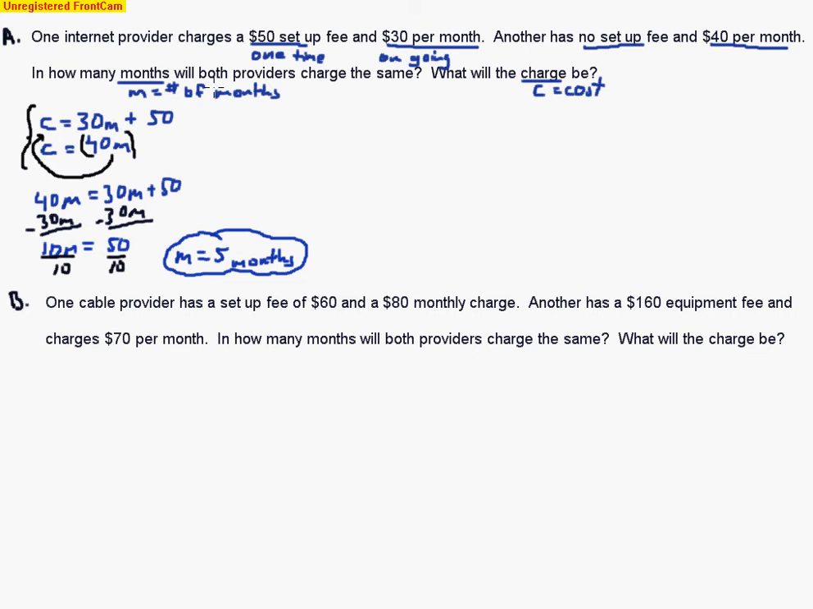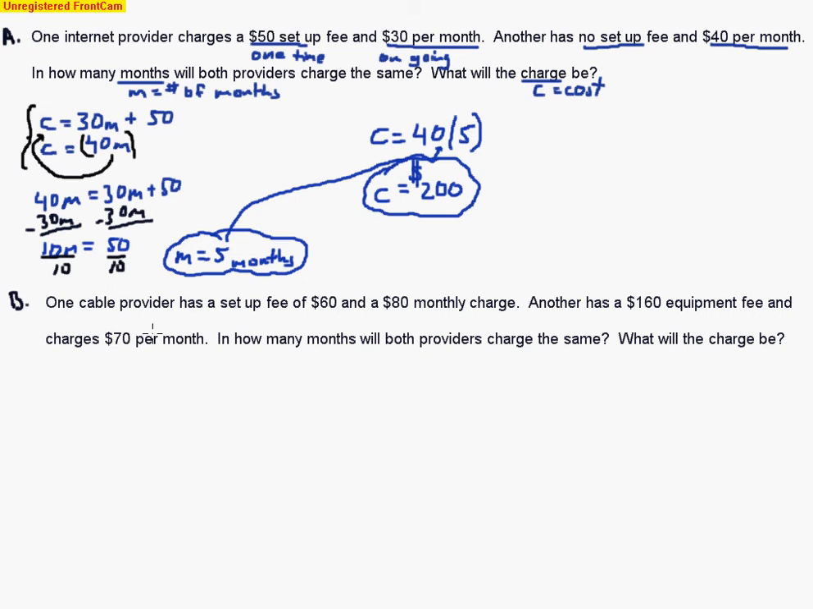Now, which one's the easier one? Hopefully you said the second equation. That's the easier one, just one step there. C equals 40M. Well, M is 5. So I'm going to take that 40 and multiply by 5. 4 times 5 is 20. Add a 0, you've got your charge. $200 is what the charge will be after those 5 months. So there it is. Well, one more to practice just like that.